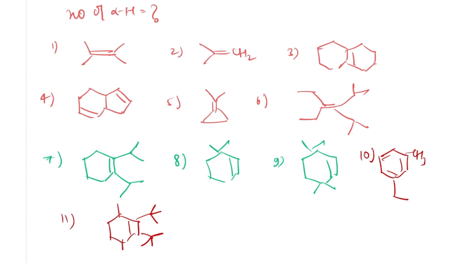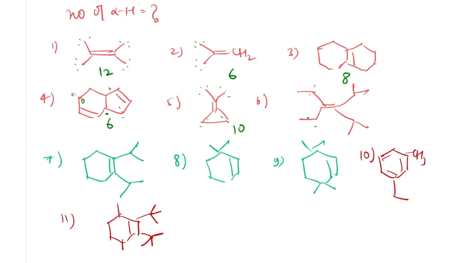So it has 12 alpha H: 1, 2, 3, 4, 5, 6, 7, 8, 9, 10, 11, 12. Here it is 6 alpha H. Here we have 8 alpha H. Here we have 6 alpha H. Here we have 10 alpha H. Here we have 6 alpha H.